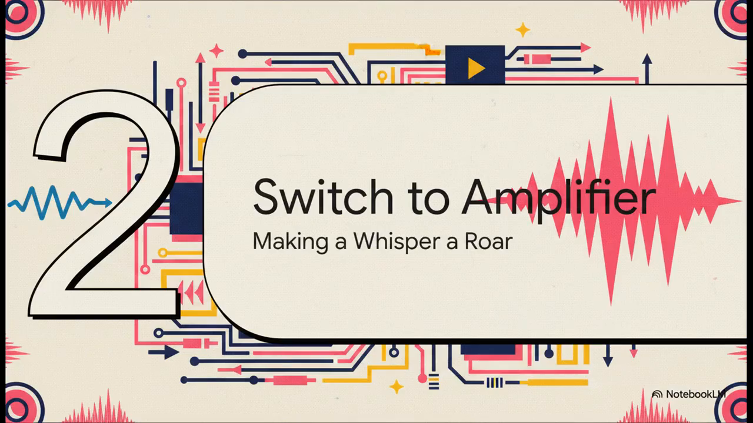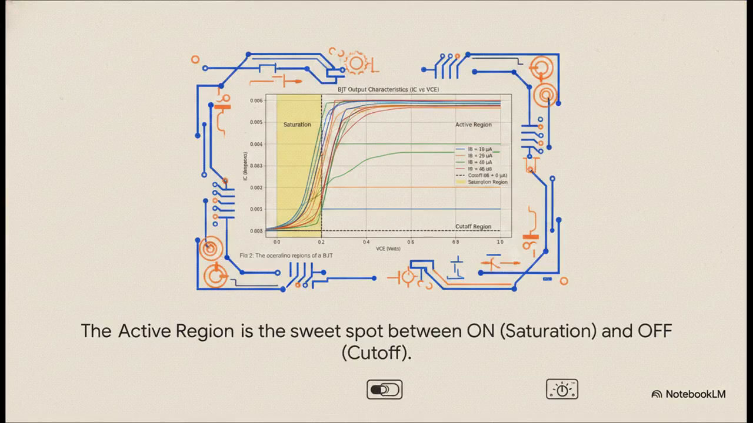But wait, there's more. A transistor isn't just an on-off switch. It has a second, equally amazing trick up its sleeve: amplification. This is how we take a tiny, barely there whisper of a signal and turn it into a powerful roar. So if fully off and fully on are the two extremes, the real magic happens in the space right in between them. It's called the active region.